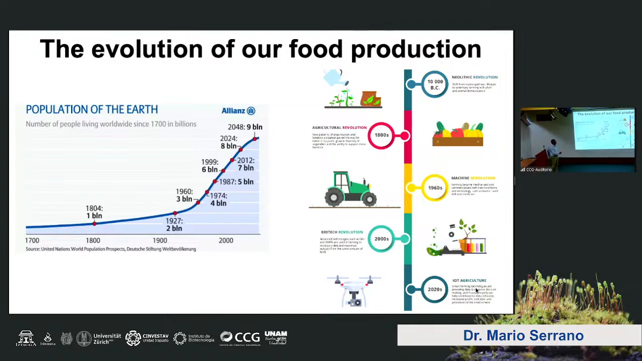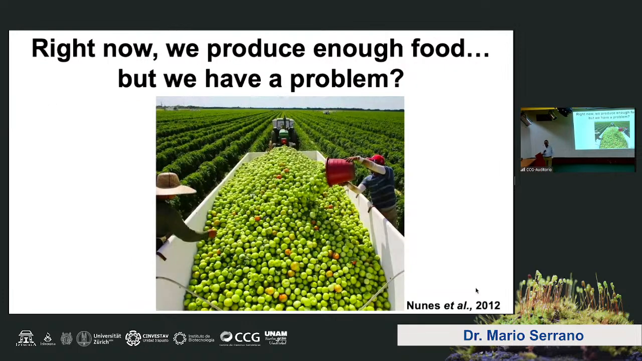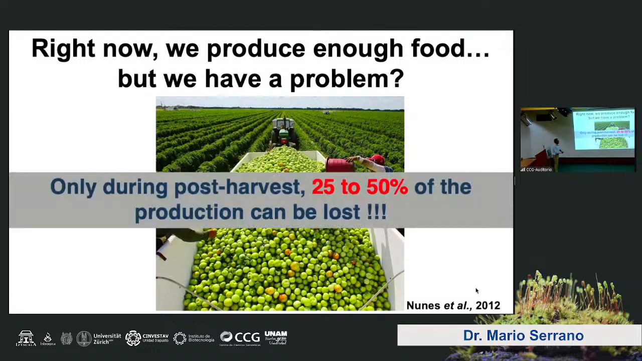With all of these technological improvements, we can say that right now we have enough food, even though not everybody has enough to eat, because that is a very big and multifactorial problem. But from the production side, we have enough. So what is the problem? One of the problems is that during post-harvest alone, 25 to 50% of the production is lost. This is quite a large amount of already edible food.